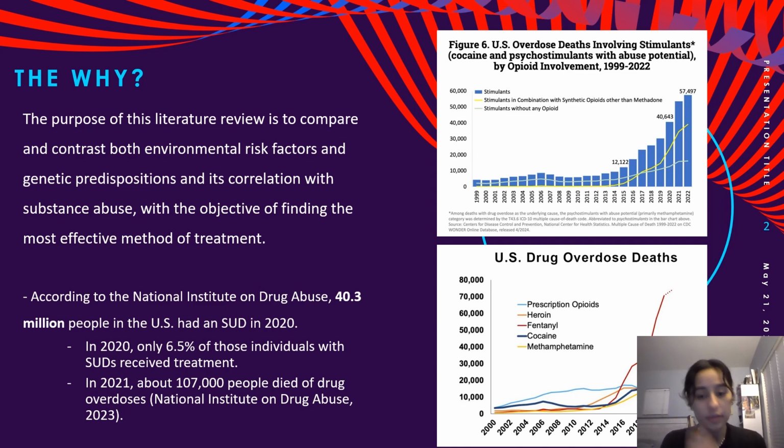I included these two graphs here just to show you the growth of drug use and overdose deaths in the U.S. in recent years. If you can see in this chart specifically, this yellow line represents the growth and the correlation of people using opioids in the U.S. and overdose deaths. And as you can see, it's significantly risen in the past couple of years.